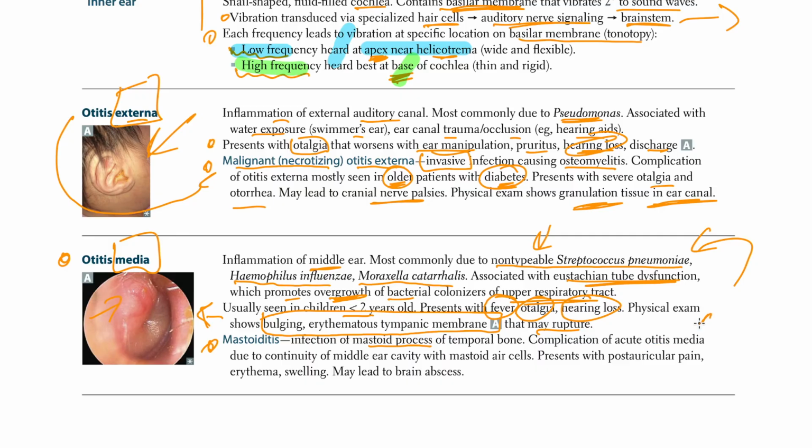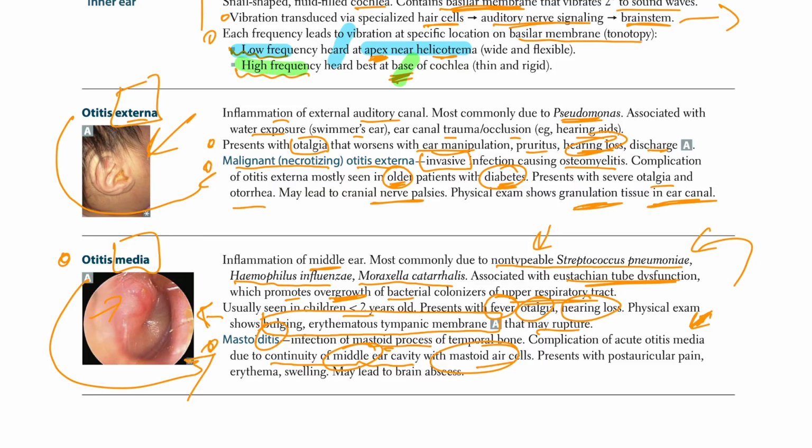So acutely, when you have otitis media, it can go into mastoiditis as a complication, which is basically an infection of the mastoid process of the temporal bone. And why does this happen? Due to continuity of the middle ear cavity with mastoid air cells. So the middle ear has mastoid air cells, which get the infection called mastoiditis.